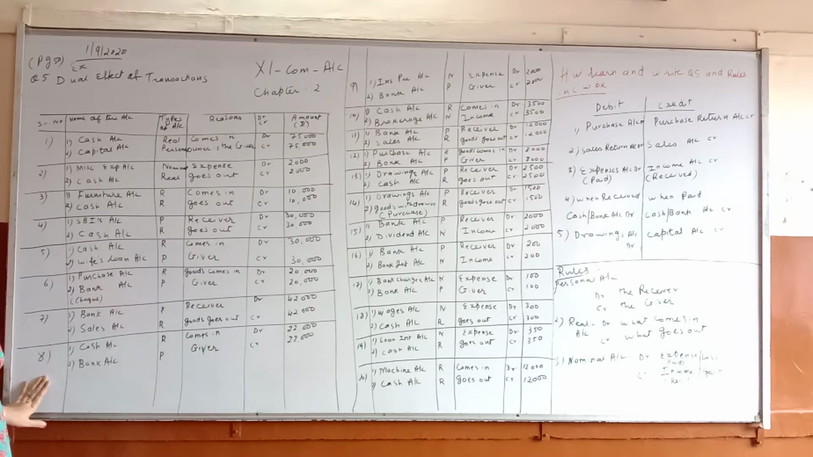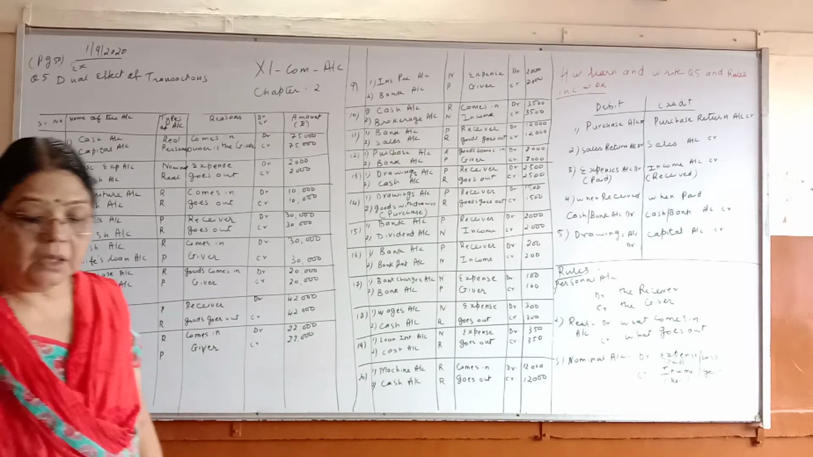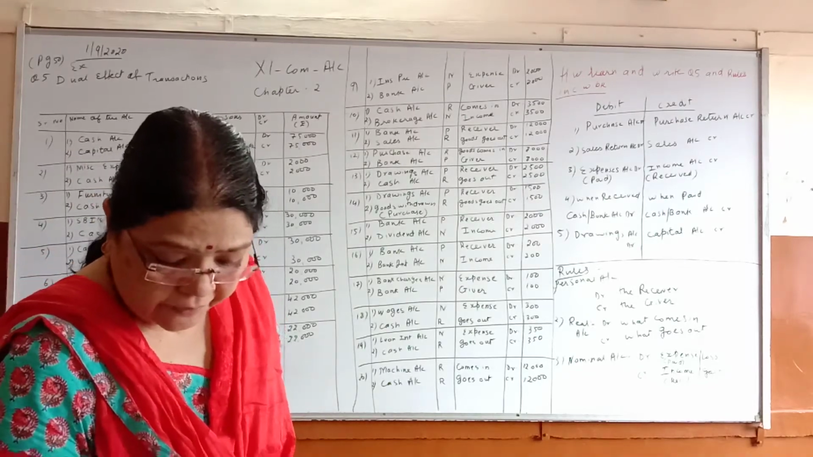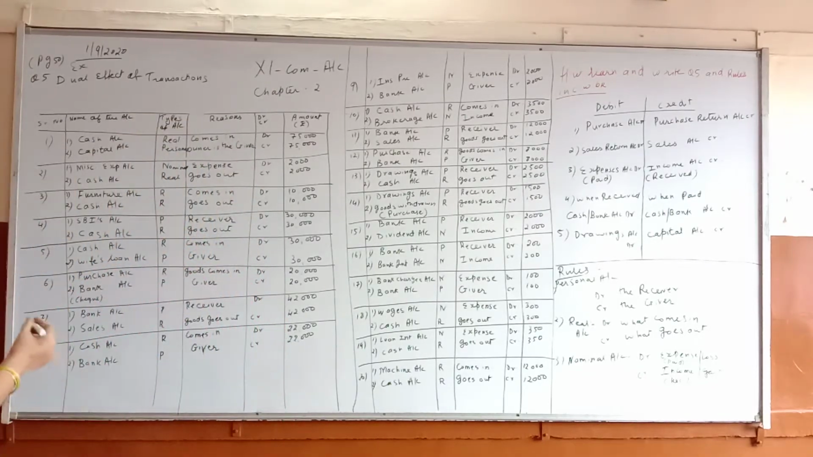Next one here, withdrawn. Withdrawn from bank. 8.1. The transaction is withdrawn from bank.